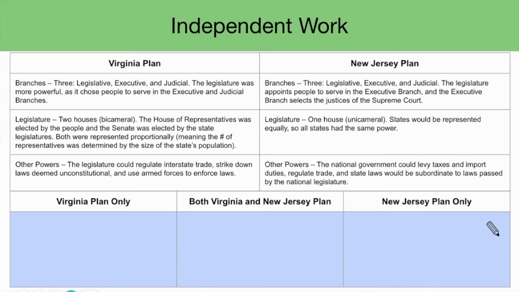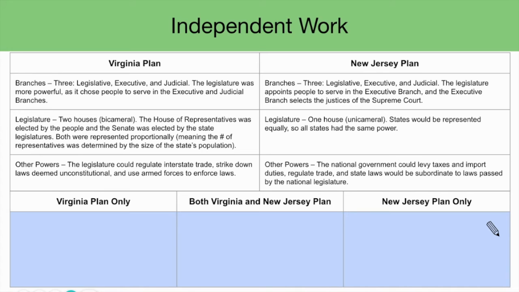The New Jersey plan also had 3 branches: the legislative, executive, and judicial. The legislature appoints people to serve in the executive branch, and the executive branch selects the justices of the Supreme Court. The first similarity I notice is that both plans have 3 branches of government.